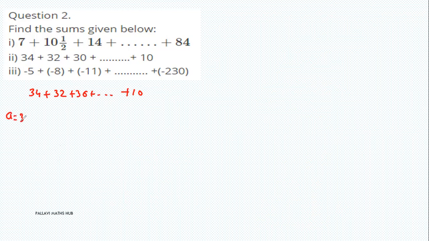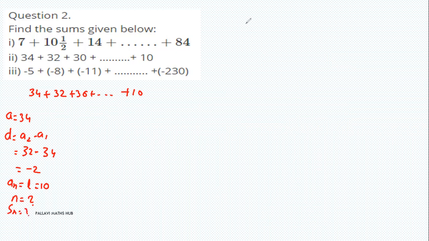A is equal to 34. D is equal to A2 minus A1. A2 is 32 minus A1 is 34, which is equal to minus 2. And An, the last term, which you can also call L, is equal to 10. You need to find the N value, then Sn is equal to question mark.